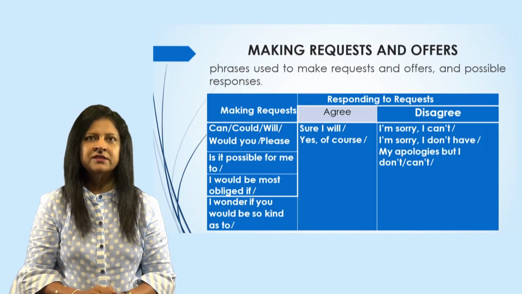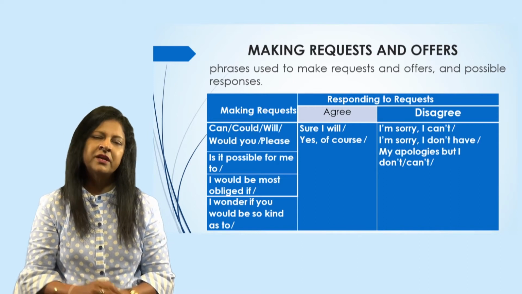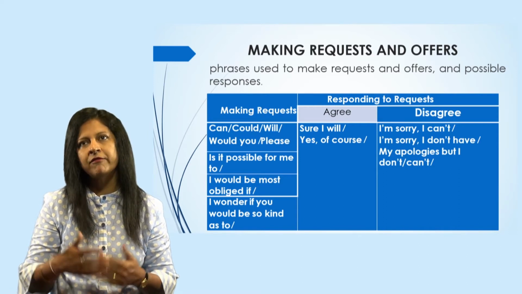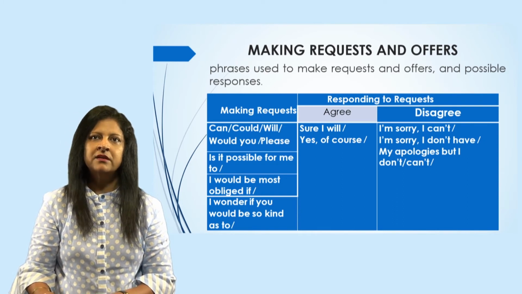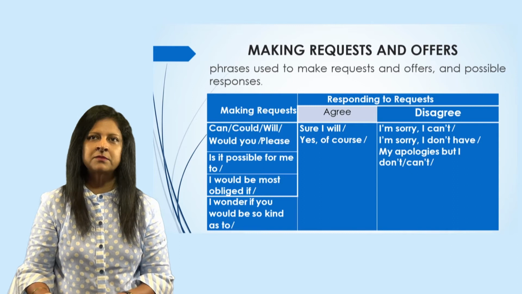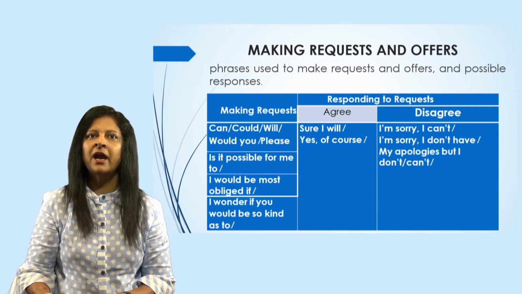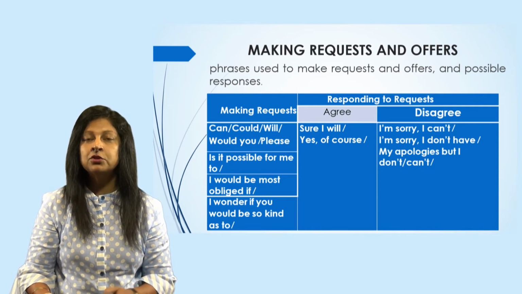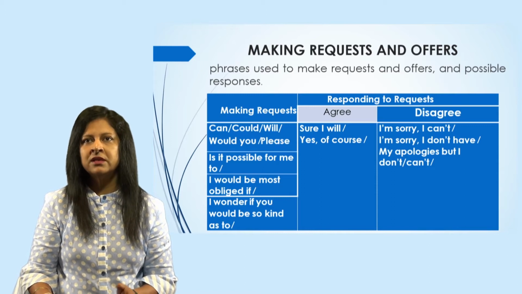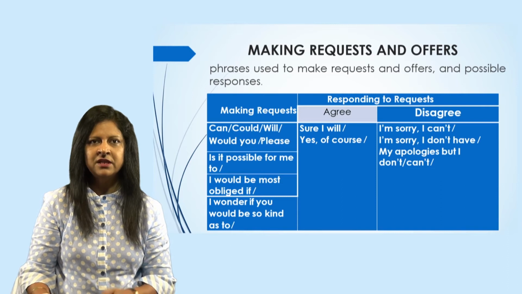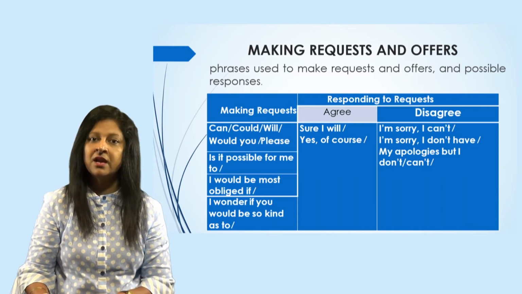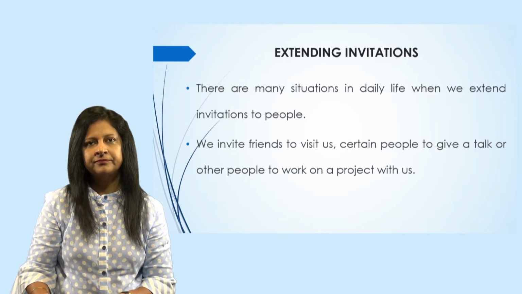Making requests and offers. So phrases used to make requests and offers and possible responses. Making requests, first column, and responding to requests. For instance, can, could, will, would you please, sure, I will, yes, of course. If you cannot, if you disagree, you would say, I'm sorry, I can't, kind of thing. So try to read these things. You can enhance your knowledge.